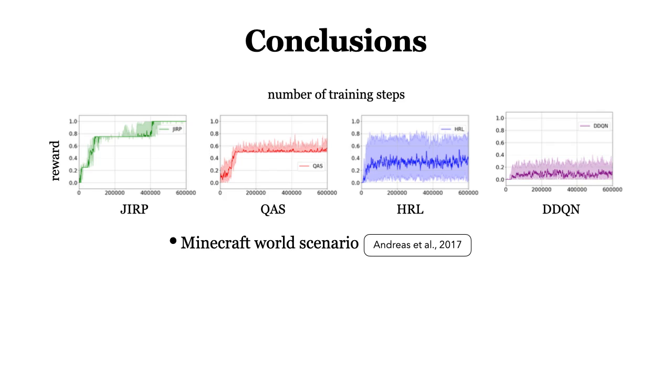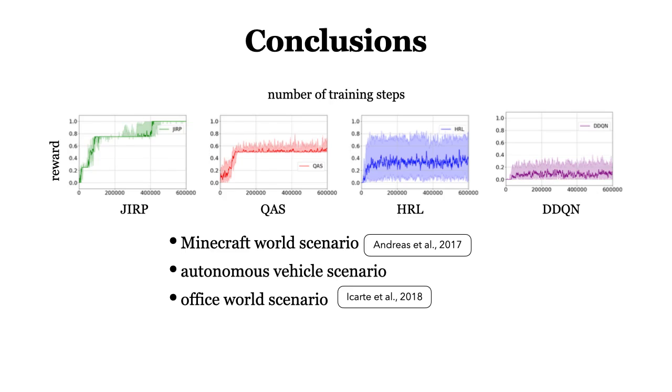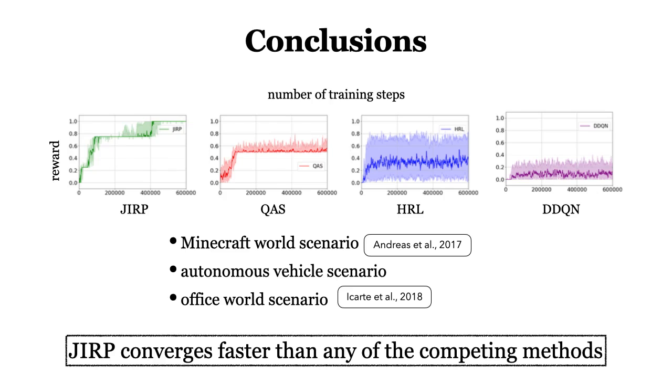We tested on different tasks in the Minecraft scenario as well as in an autonomous vehicle scenario and an office world scenario. The details can be found in the paper, but the shared conclusion is that our algorithm converges faster than the competing methods.